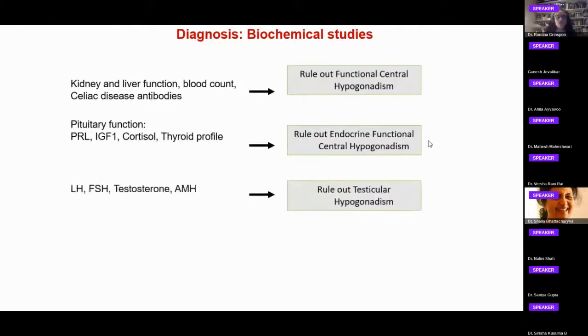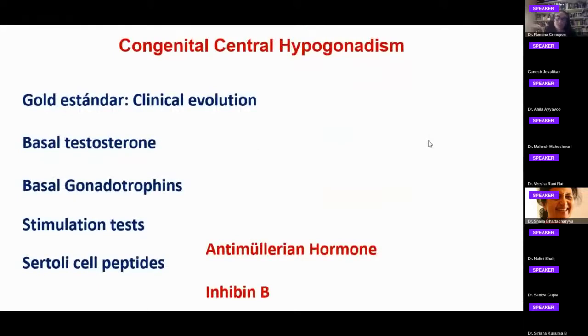Finally, we ask for gonadotropins, testosterone, and AMH. As I already showed you, with this, we can rule out testicular hypogonadism. And finally, we must face the most challenging task, which consists of differentiating between constitutional delay of puberty from central hypogonadism. The classic gold standard is clinical evolution, but we can also use basal testosterone, basal gonadotropins, stimulation test, and Sertoli cell peptide.